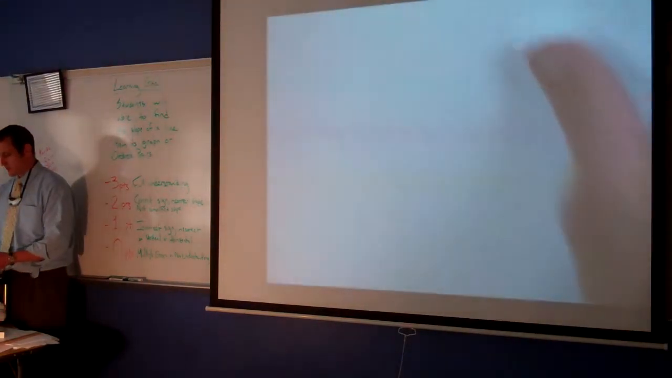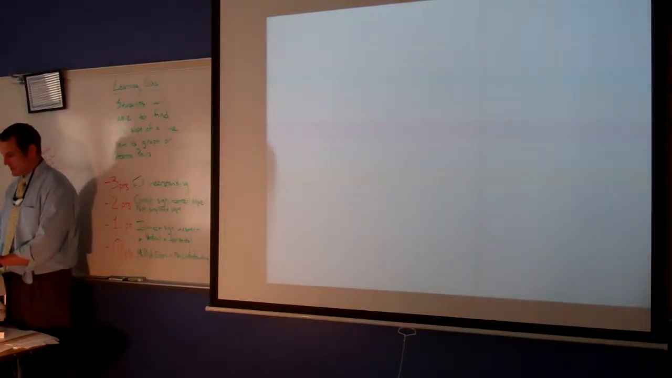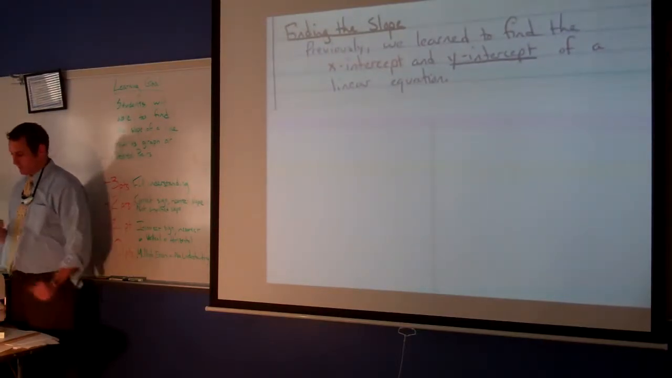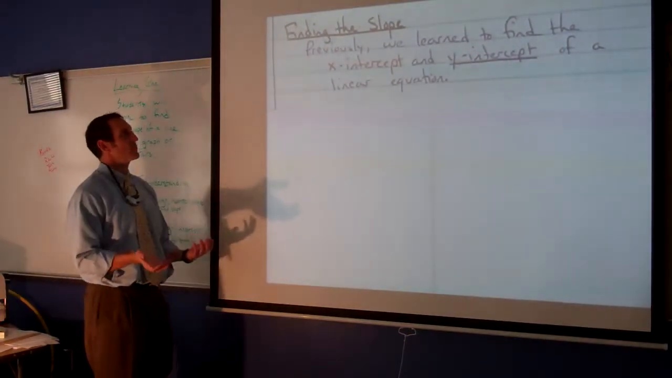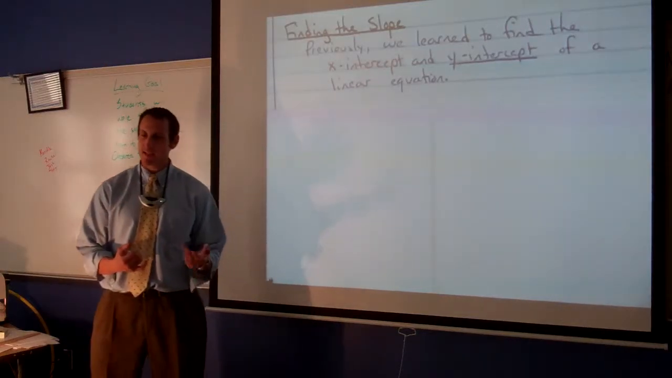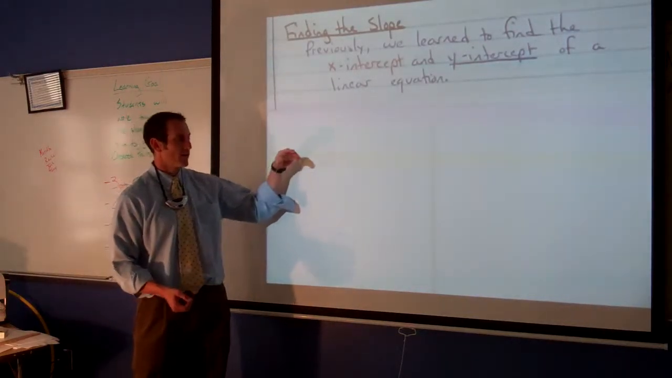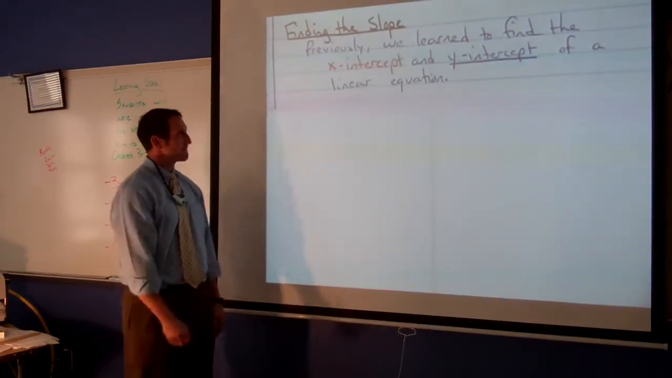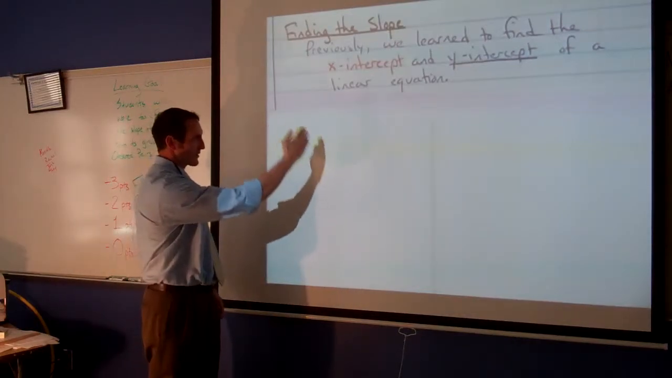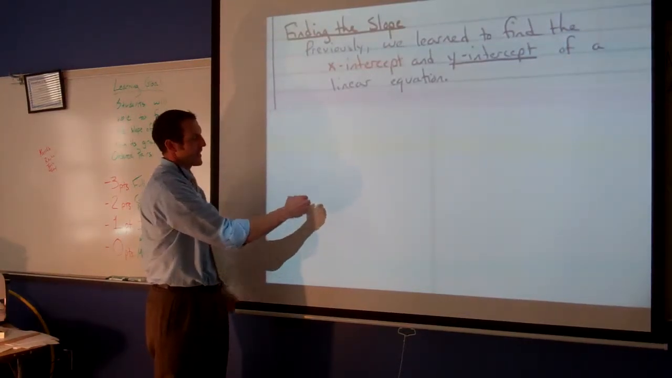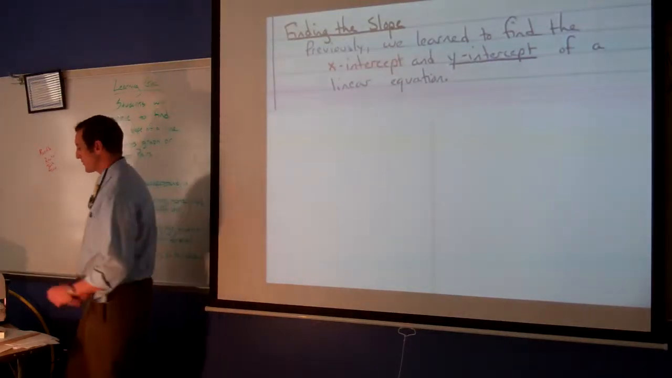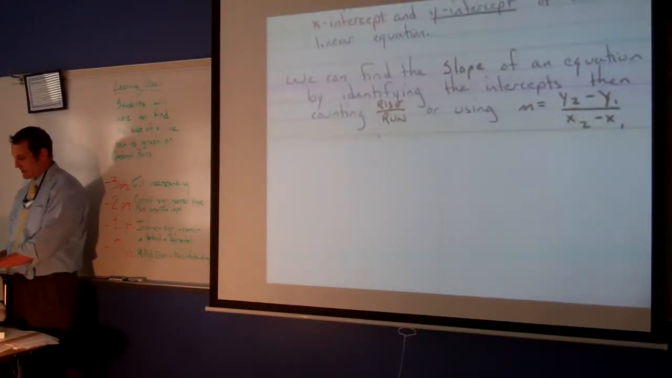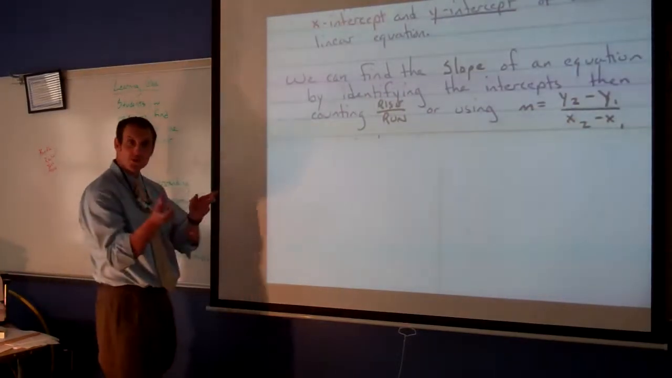So let's get into some new material. What we can do to find the slope from an equation is use the x and y intercepts that we learned in the previous lesson. If you recall, the x-intercept is where the line crosses the x-axis, and it is a point. The y-intercept is where the line crosses the y-axis, and remember, that's a point. So we can find the slope using that, identifying the rise over the run of those two points.